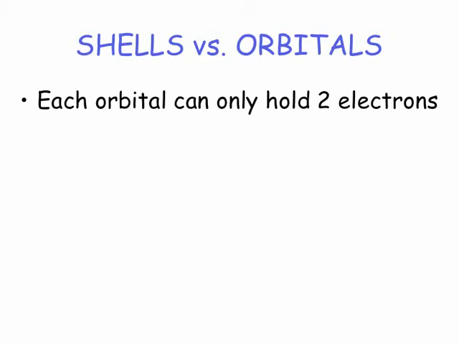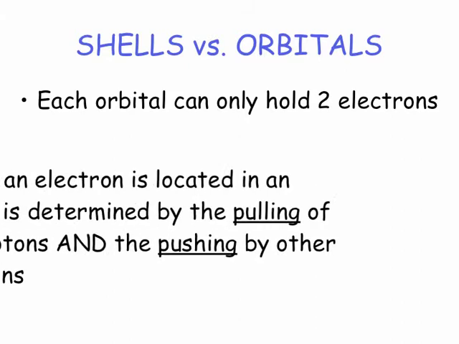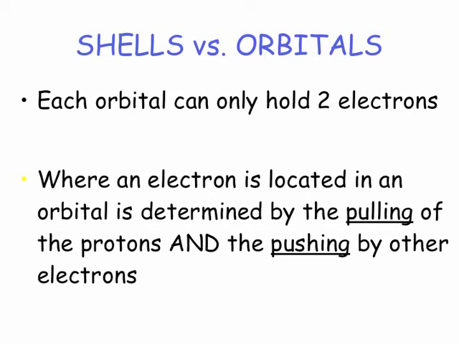Now remember we talked about Schrodinger, who came up with an equation for the atom to help locate where electrons are. So that's what we're talking about now, those orbitals or those configurations that Schrodinger calculated, that volume of space. So each orbital can only hold 2 electrons maximum. Where the electron is located is in the orbital, and it's determined by the pulling of the protons and the pushing by other electrons.